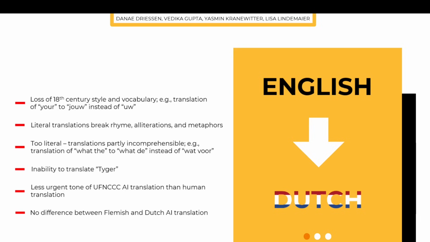As for the framework convention, the translation had less of an urgent tone than when a human would have done the translation. And when we asked ChatGPT to give us a Flemish translation, which is more or less Flemish Dutch, it actually just gave us the Dutch translation.